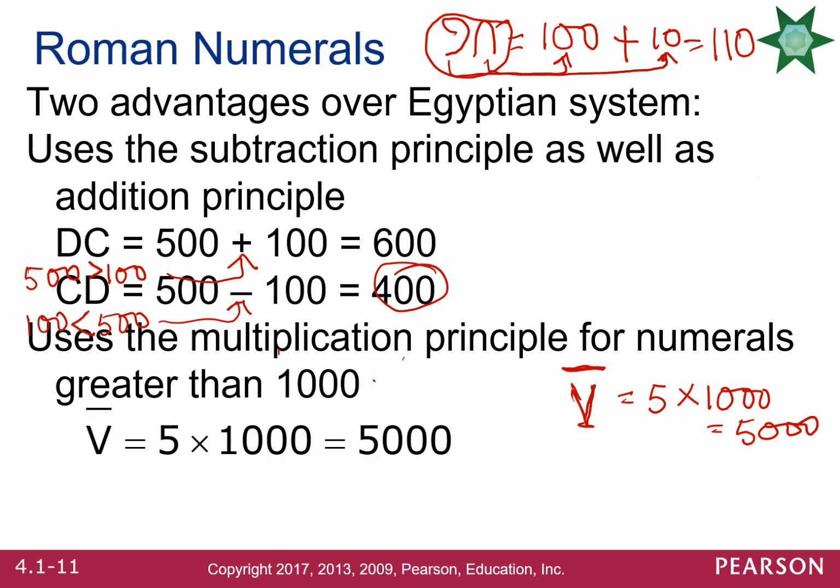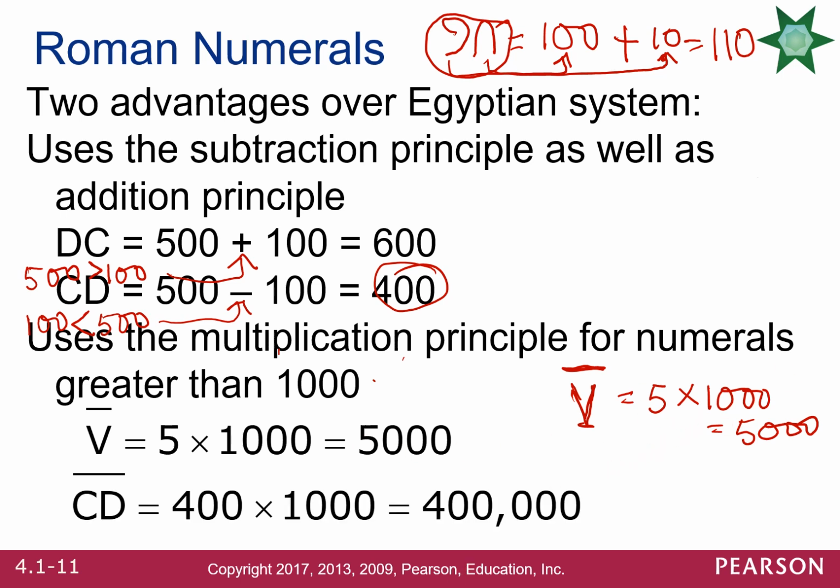They've used the same example, V with a bar over it. V bar is equal to 5 times 1000 equals 5000, the same example I just showed. And then let's look at the other one, CD with a bar over it. All right, so CD evaluates to 400.